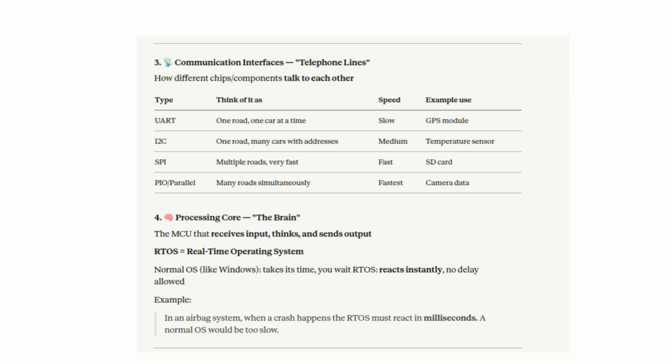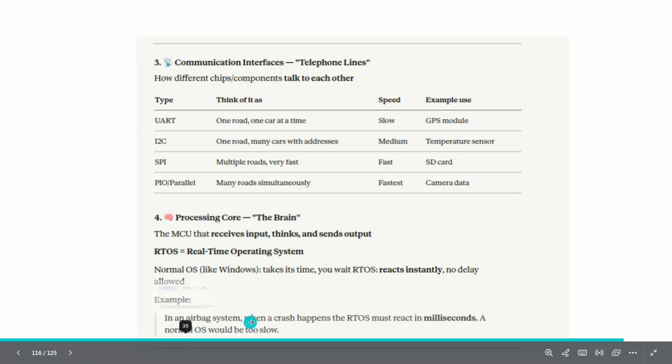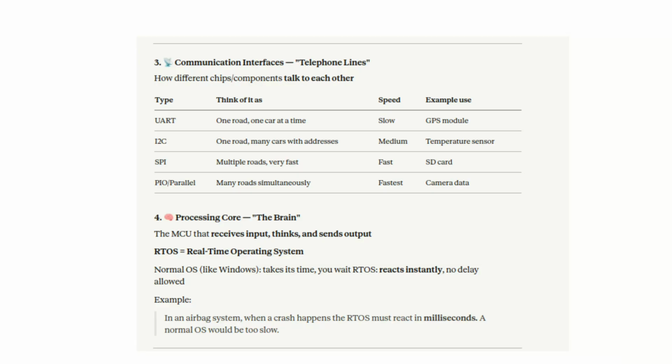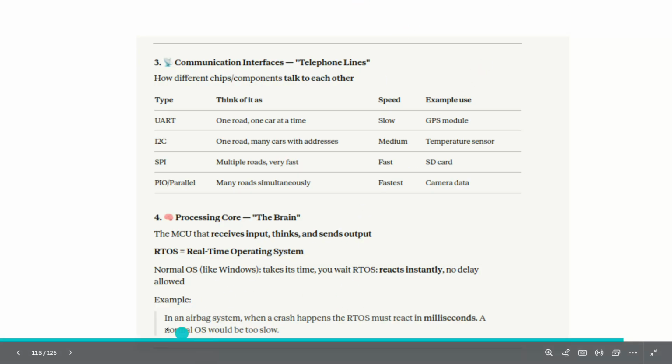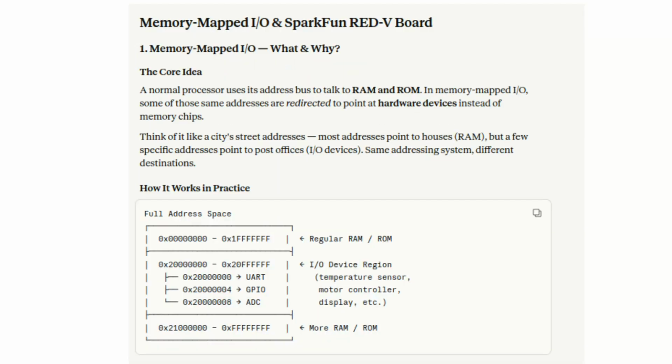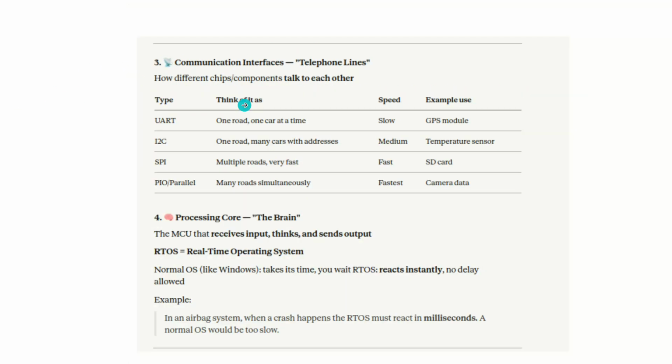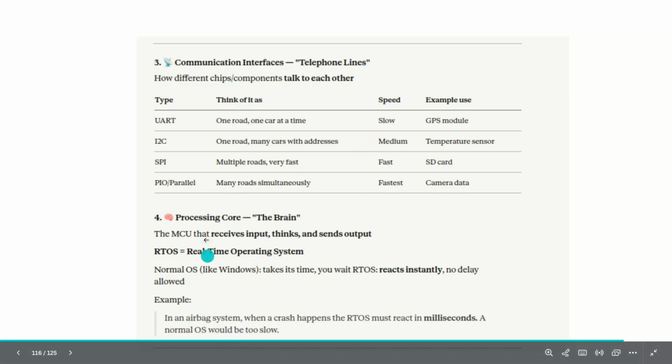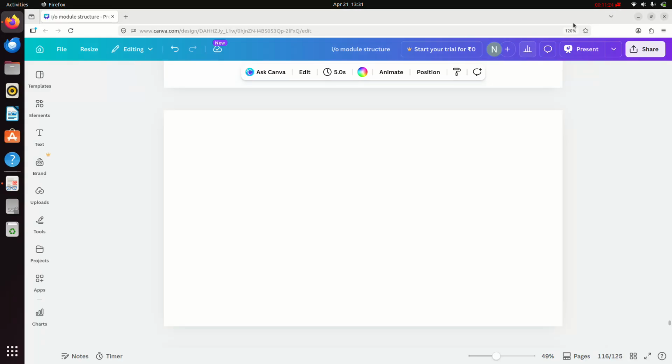It can react instantly without any delay, because in an airbag system, when a crash happens, the real-time operating system must react in milliseconds. Only then can the bag come out in the car, right? Otherwise a normal OS would be too slow, and what is the purpose of an airbag system if it is too slow? So a normal OS cannot do the work. We need a real-time operating system which can react instantly. Understood? Thank you. Here we have given an introduction to the embedded IO system. What is a microprocessor? What are the components here? The input, the output unit, the communication interface, the processing core. That's it.